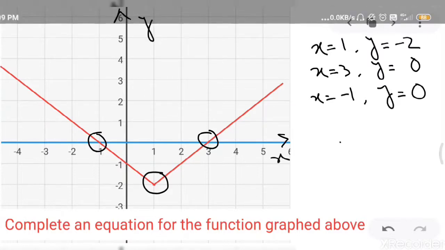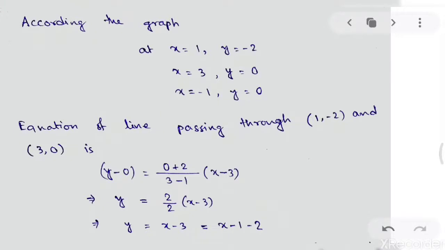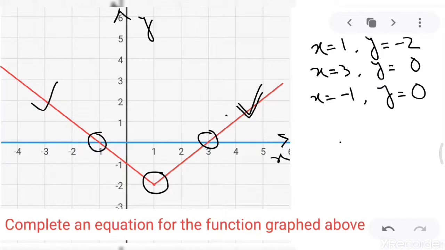So we first find the straight line this and the straight line this. According to the graph we get this point. Now the equation of the line passing through the points (1, -2) and (3, 0), that means this line.